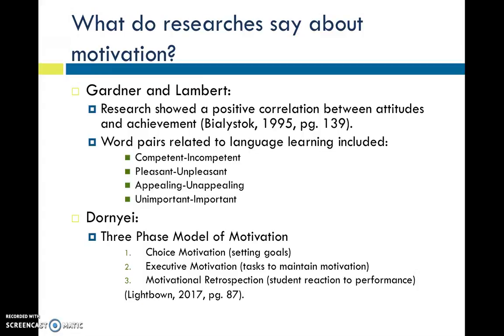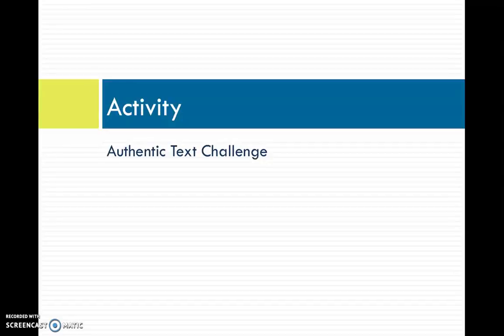So what do researchers say about motivation? Gardner and Lambert have research that has showed a positive correlation between attitudes and achievement. Word pairs related to language learning included competent, incompetent, pleasant, unpleasant, appealing, unappealing, unimportant, and important. Dörnyei has a 3-phase model of motivation. These 3 phases include choice motivation, which is setting goals, executive motivation, task to maintain motivation, and motivational retrospection, student reaction to performance. The activity I chose was Authentic Text Challenge, which I made by myself.